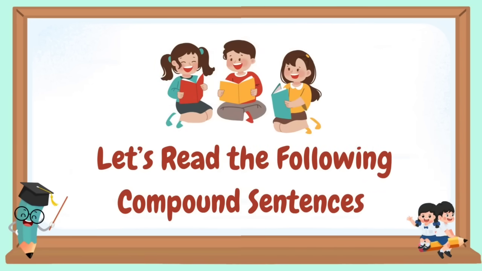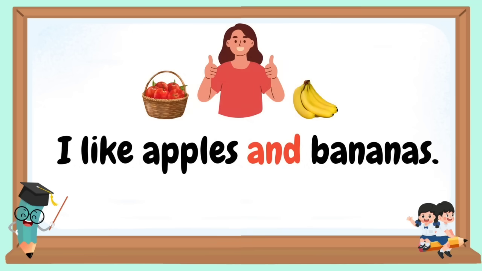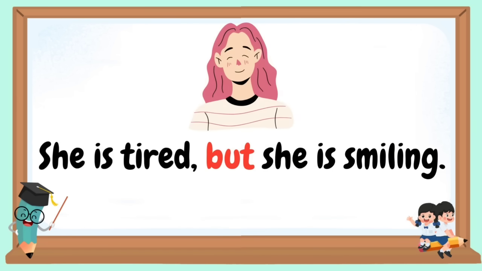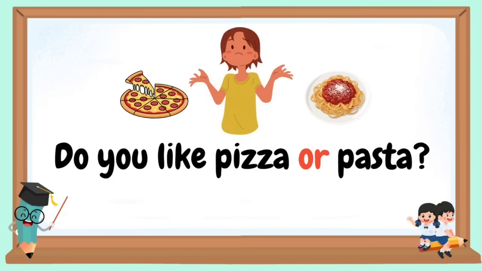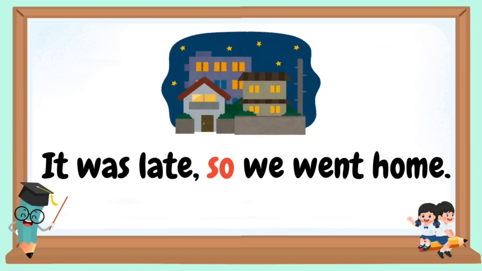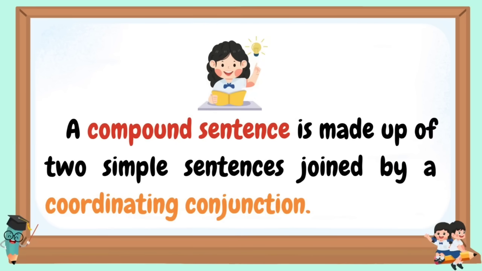Let's read the following compound sentences. I like apples and bananas. She is tired, but she is smiling. Do you like pizza or pasta? It was late, so we went home. A compound sentence is made up of two simple sentences joined by a coordinating conjunction.